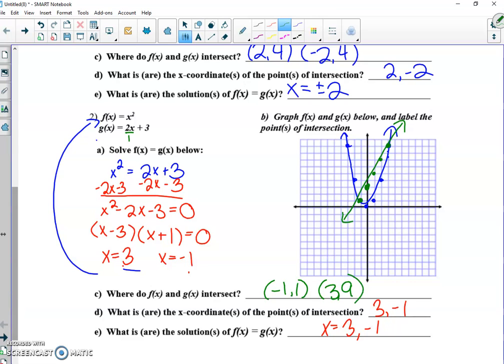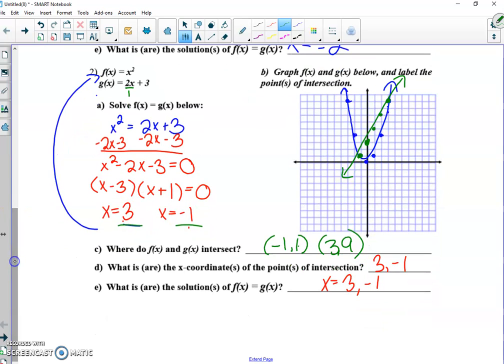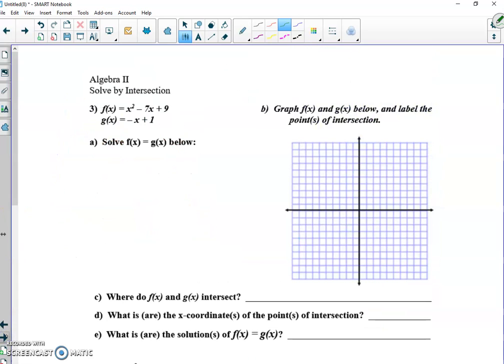Okay, which you could have also just figured out by plugging these into the equation, right? If we did -1 squared, we would have gotten 1, and 3 squared is 9. So you can kind of verify that way on the graph. Okay? All right, let's keep going.